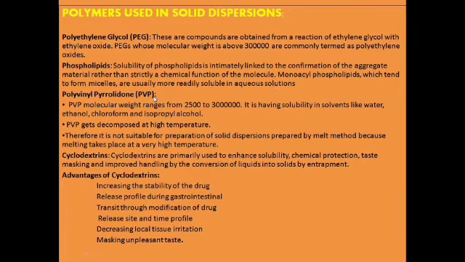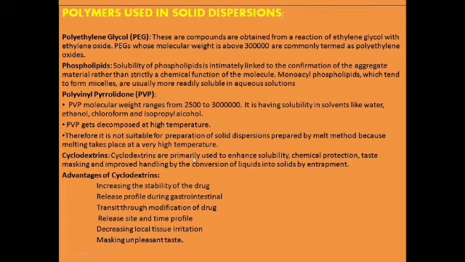Next is PVP, that is polyvinyl pyrrolidone. PVP molecular weight ranges from 2500 to 30 lakh. It has solubility in solvents like water, ethanol, chloroform, and isopropyl alcohol. PVP gets decomposed at higher temperature. Therefore, it is not suitable for preparation of solid dispersion by the melt method, because melting takes place at a very high temperature.